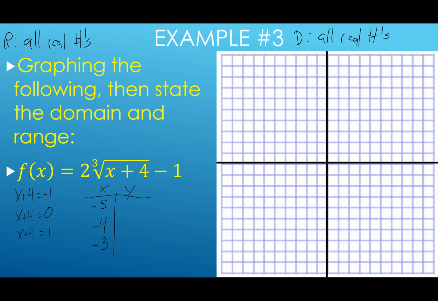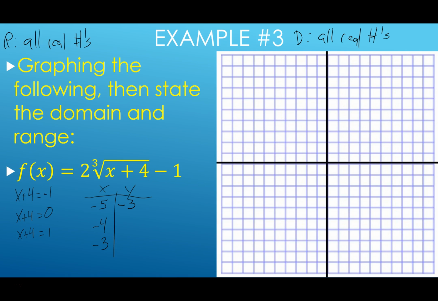Don't forget it. Now, plugging in, we got to make sure we're a little more careful. So we're plugging in negative 5. Negative 5 plus 4 is negative 1. The cube root of negative 1 is negative 1. 2 times negative 1 is negative 2. Minus 1 is negative 3. So far we can't use the same trick, because if you notice, the negative 3 doesn't show up in the problem itself.